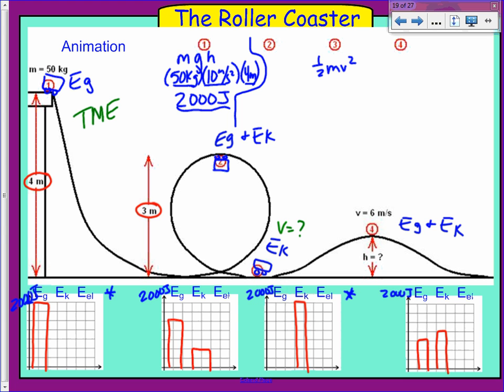You'll notice spot number 2 has a mixture of both EG and EK. To figure out EK, I have to know the velocity, which I don't know at spot number 2. However, I do know the height at spot number 2 is 3 meters. And so I'm going to use my same formula as before to figure out my EG. My mass is still 50, and gravity's acceleration is still 10, but the height now is 3 meters. And so 50 times 10 is 500, times 3 gives me my EG as 1,500 joules. Since energy is conserved, I know another 500 joules must be what EK is.